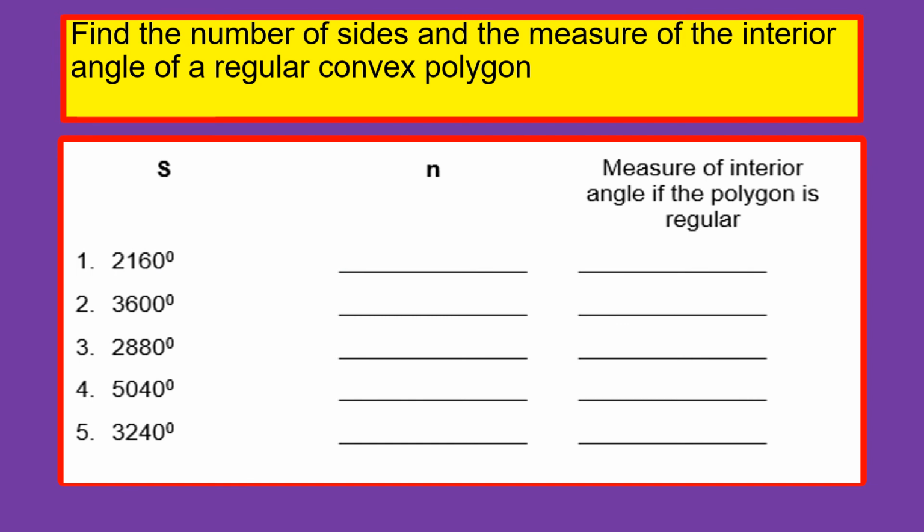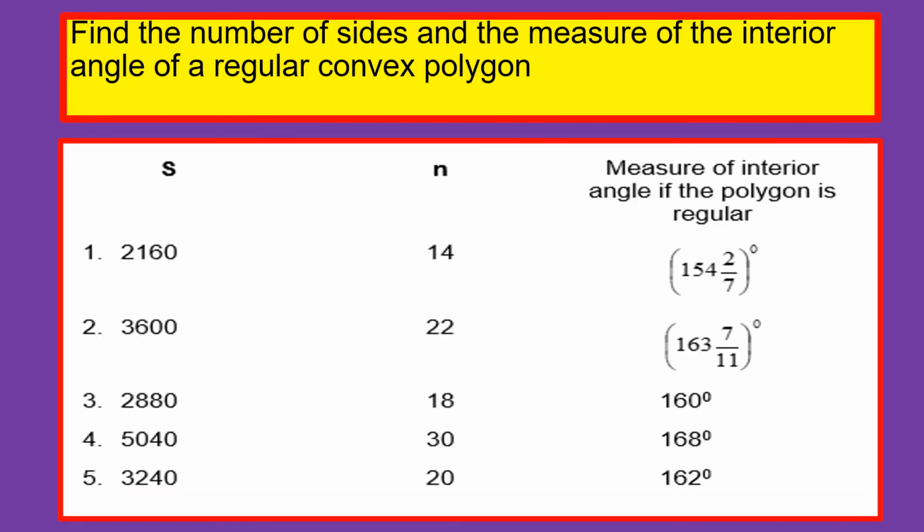Find the number of sides and the measure of interior angle of a regular convex polygon. How do we find n? The formula in finding n is S plus 360 degrees divided by 180 degrees. How do we find the measure of an interior angle if the polygon is regular? The formula is S divided by n. So we have the following answers. Kindly check your answers.